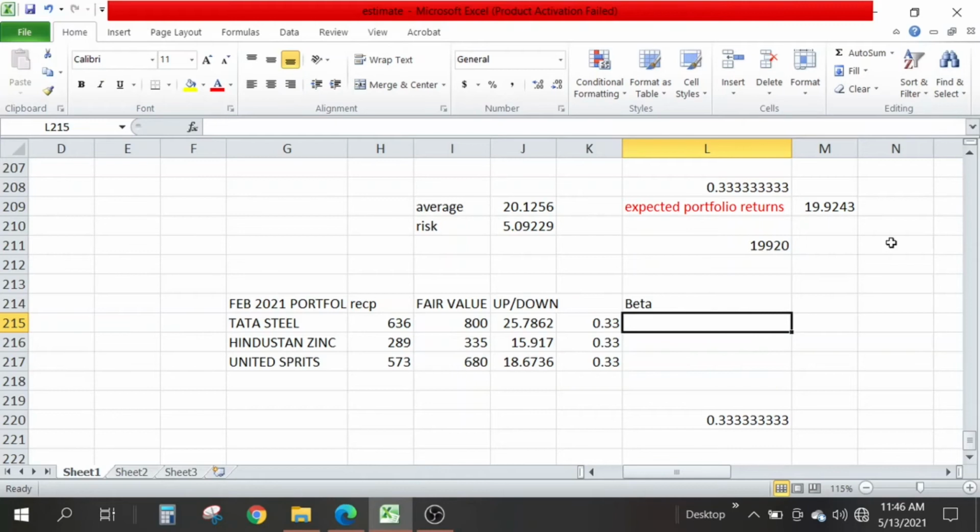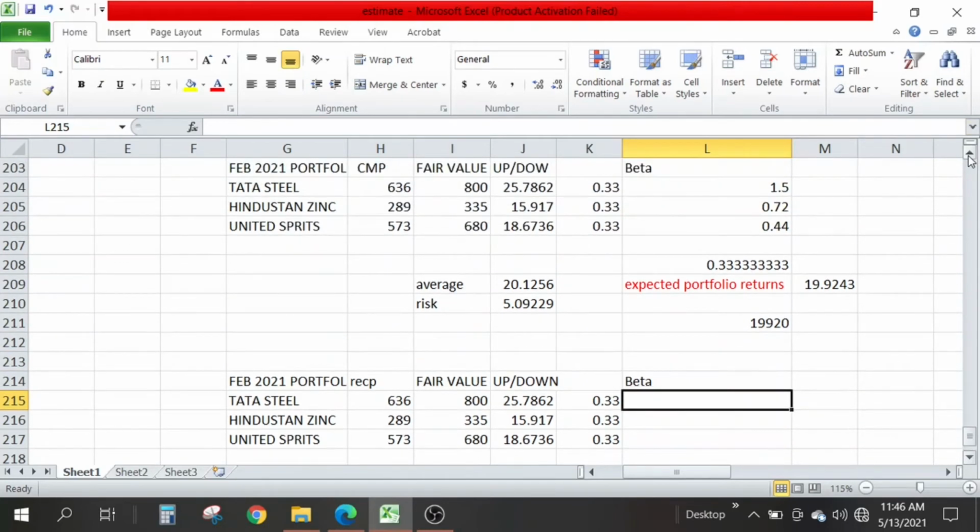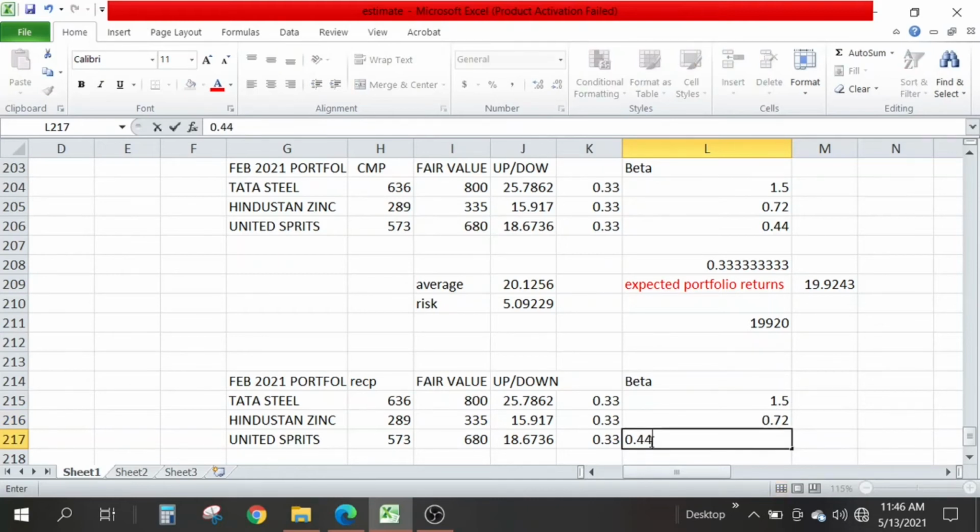This beta data I have already taken. You can get it from Moneycontrol also. 1.5 for Tata Steel. Hindustan Zinc is 0.72. United Spirits is 0.44.